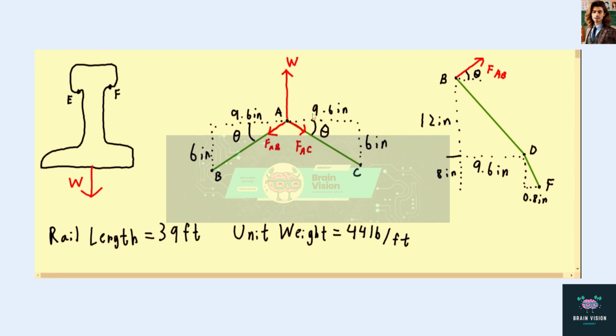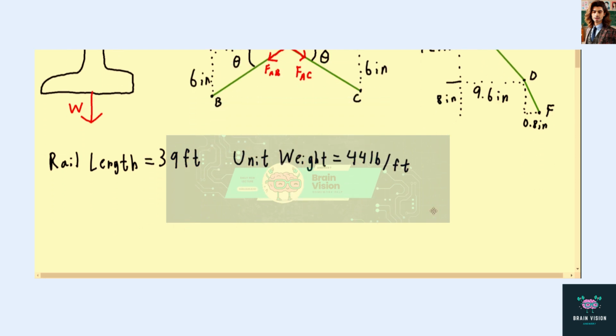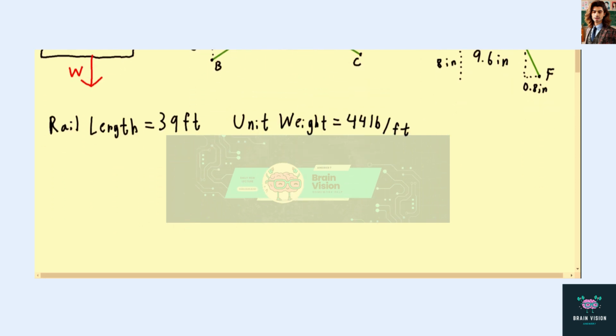To start solving this problem, we're going to first find the weight W of the rail. We're given the length of the rail and also its unit weight. So to find the weight W, W is going to be equal to 39 times 44, and that'll give us a weight of 16 pounds.